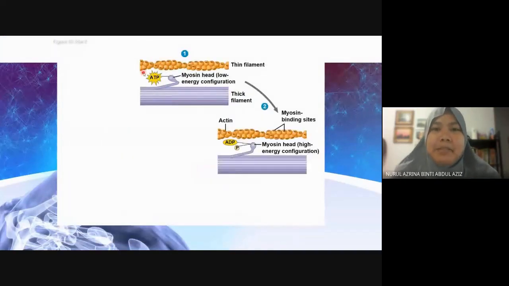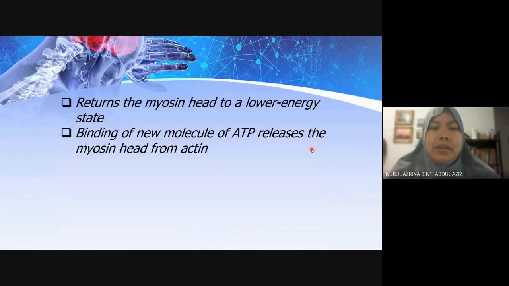So tengok gambar ni. Nampak tak beza kepala dia, masa ni dengan masa ni? So what happened tadi? Myosin head hydrolyzes ATP to form ADP and phosphate. Now it is at high energy configuration. So dia dah macam, I am ready. Macam tu dia kata. Okay. Next, what happened?